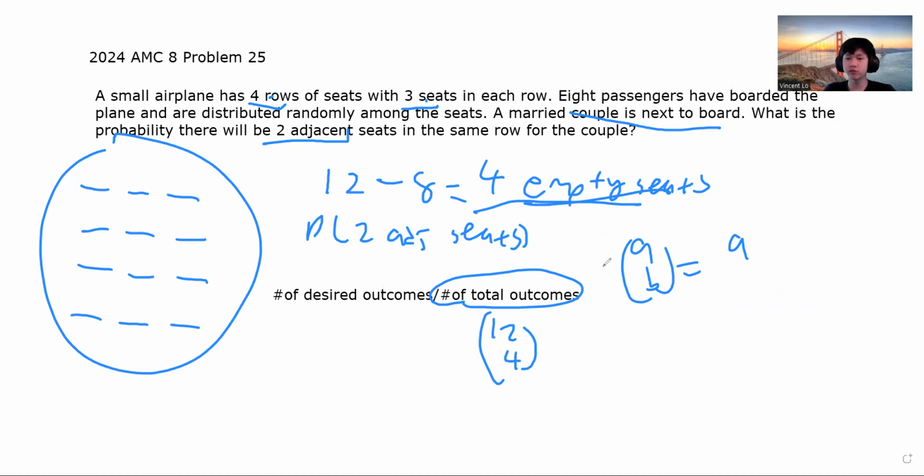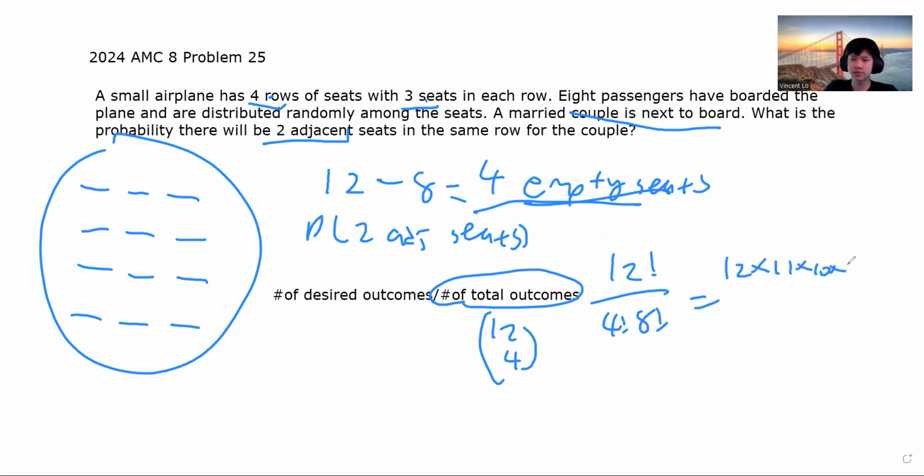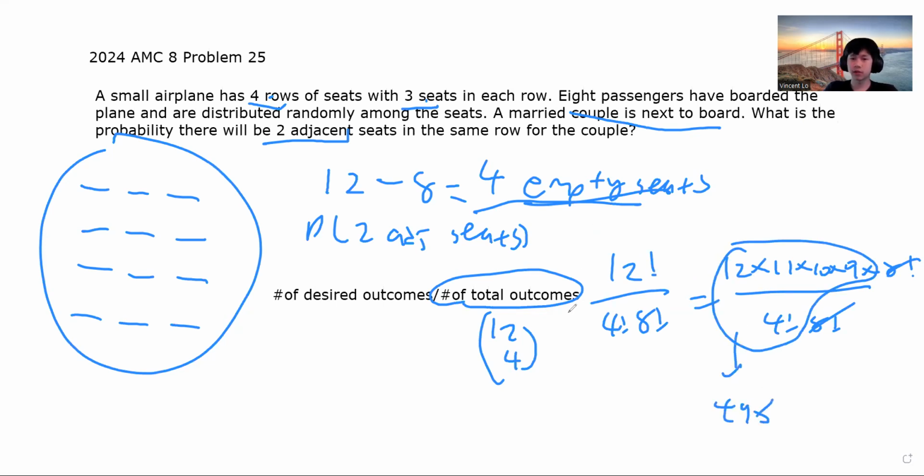So first, we have 12 choose 4, right? There are 12 seats, you're going to choose 4. To do this, we apply the formula: 12 factorial over 4 factorial, 8 factorial. That's equal to 12 times 11 times 10 times 9 times 8 factorial over 4 factorial, 8 factorial. We can cancel this out and simplify, and this becomes 495. So immediately we have the number of total outcomes is 495. That's great. We have our denominator. So 495 is our denominator.